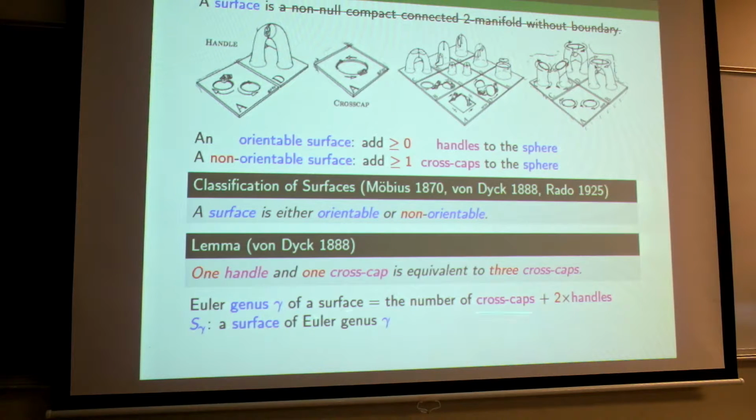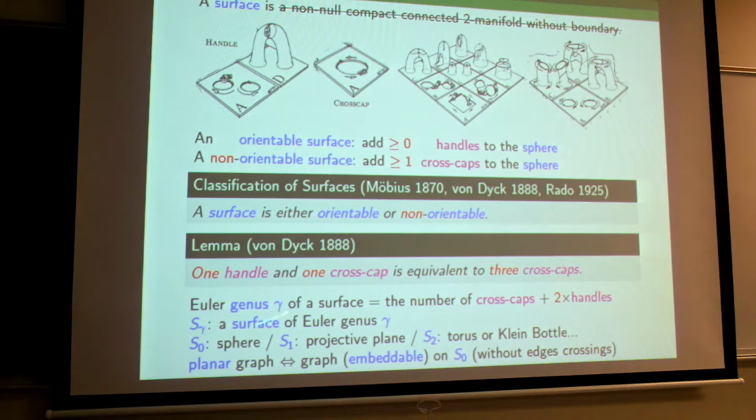But there's this notion that captures this. This is somehow saying 1 handle is maybe somehow equal to 2 crosscaps, and now you will assign this number that's called the Euler genus. The Euler genus of some surface is the number of crosscaps plus twice the number of handles you've added to the sphere to obtain the surface you have. So from now on, when I say a surface, I don't care if it's orientable or non-orientable. I will just think about it as a surface with some Euler genus.